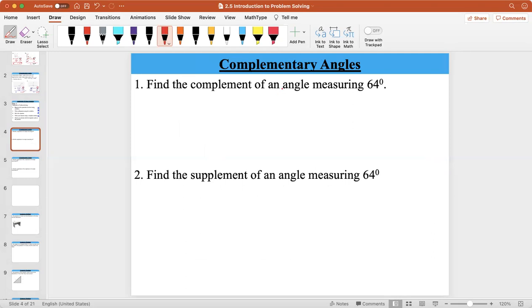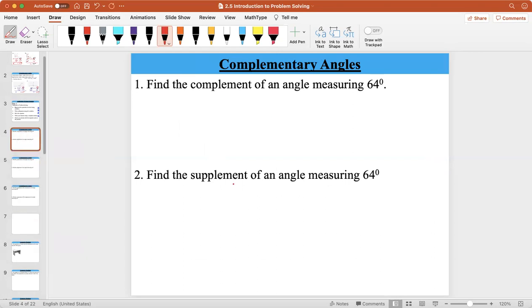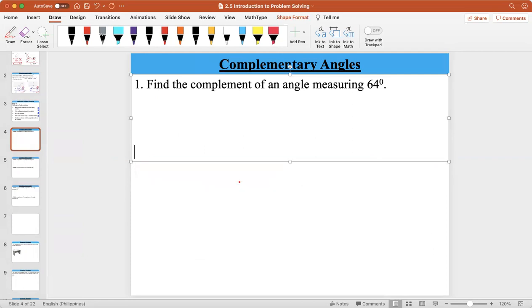Find the complement of an angle measuring 64 degrees. So what are we looking for? The complement of an angle measuring 64 degrees. Okay, let me remove this in the meantime. So we are looking for the complement of an angle measuring 64 degrees. So let's put here your step 1, R. RESA. Okay, step 1.